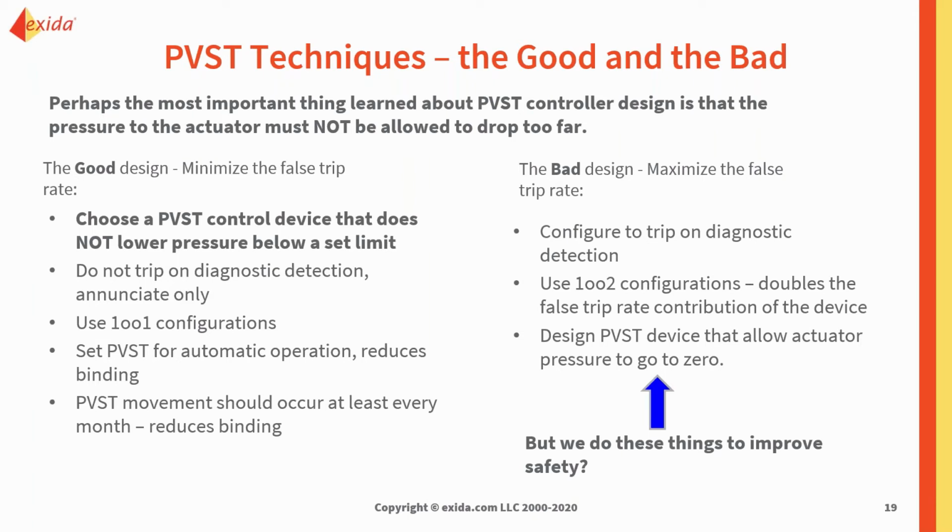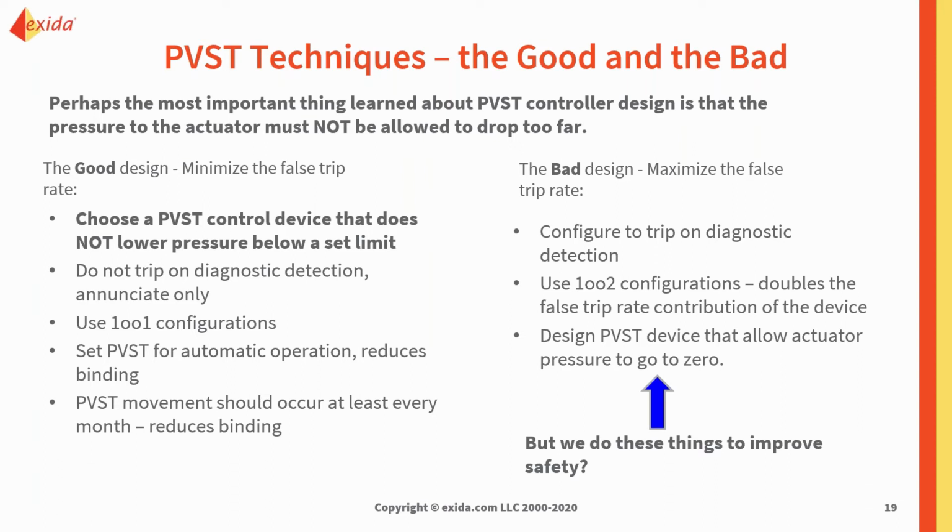When it comes to partial valve stroke techniques, one of the main things we've learned is that the pressure to the actuator must not be allowed to drop too far, right? A good PVST design will not allow the pressure to drop below a set limit. We've also seen that a good design does not trip on diagnostic detection. It's best if diagnostic detection results only in a failure annunciation. We've seen that 1 out of 1 configurations are best. If we need 1 out of 2, it's really better to duplicate the entire assembly.